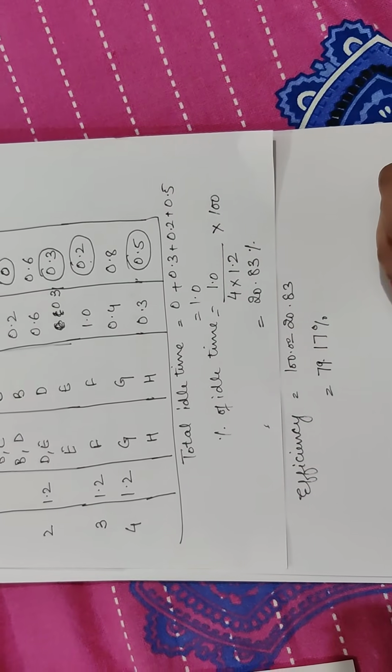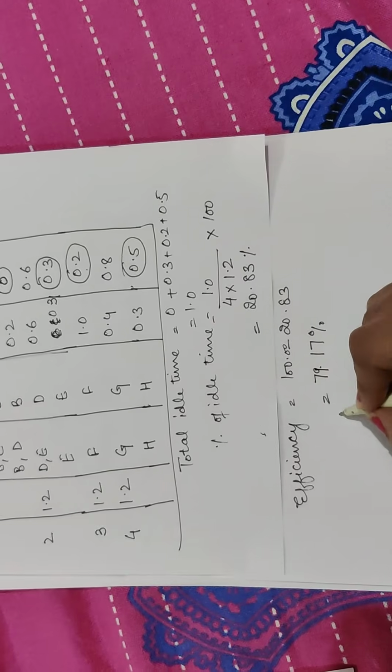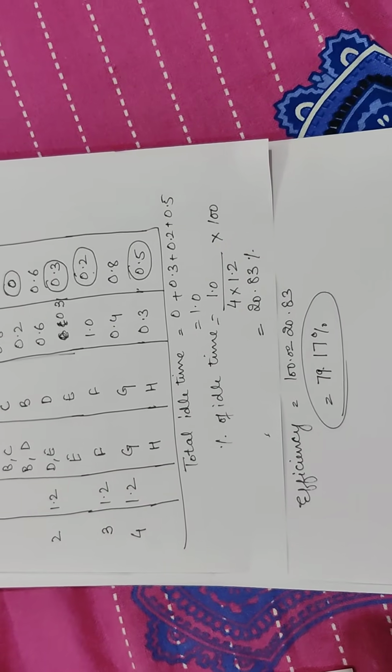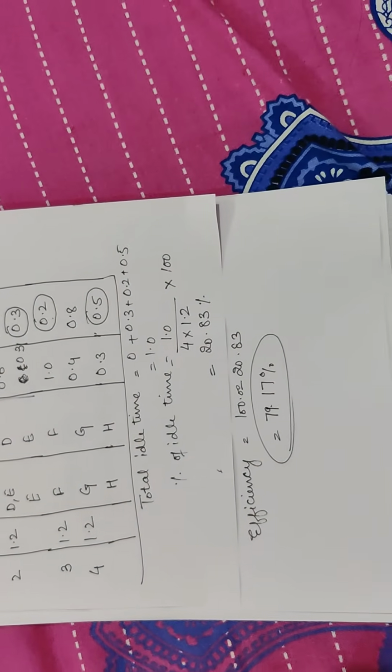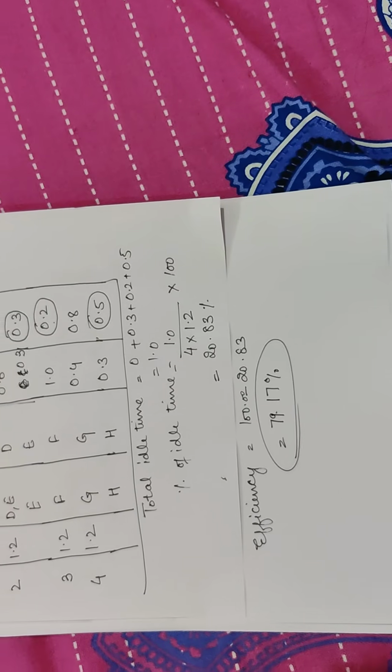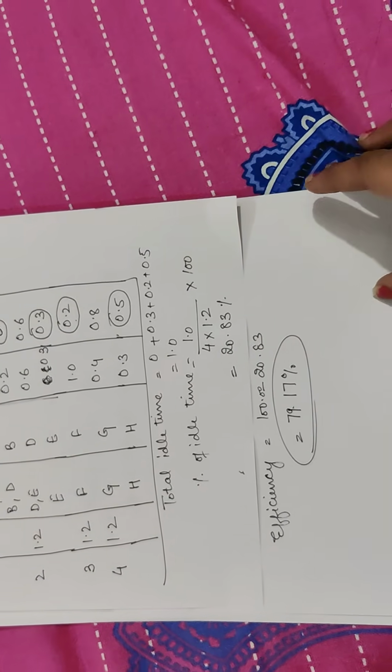79.17% is the percentage of efficiency. So this efficiency indicates that 79.17% is the utilization rate of the workstations for this particular activity.